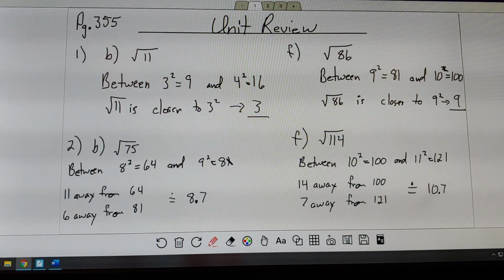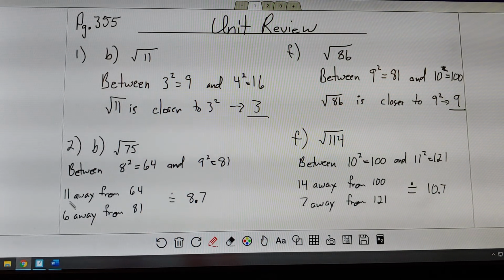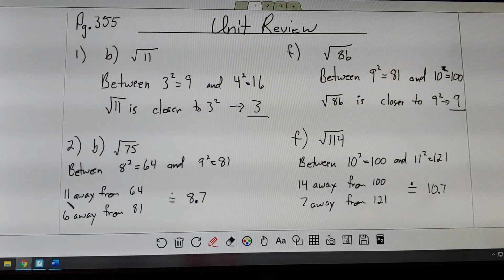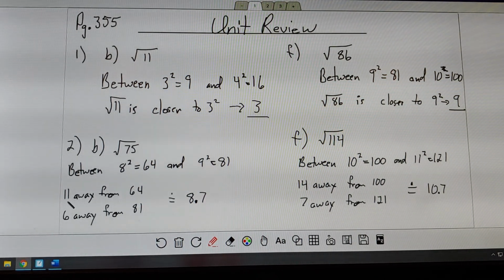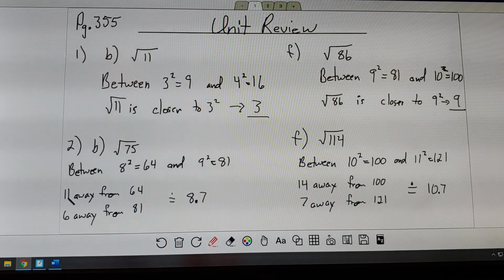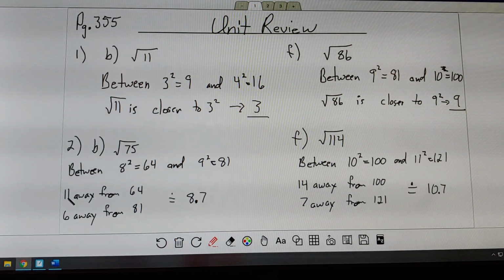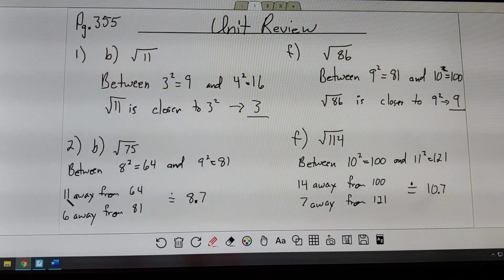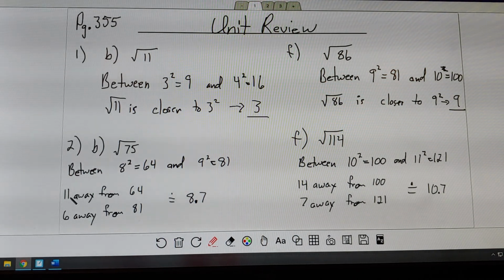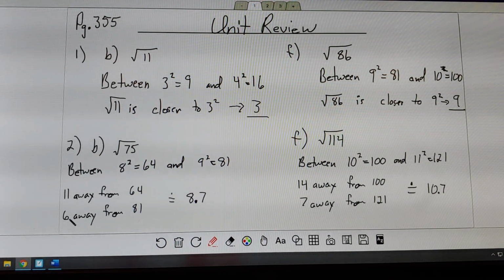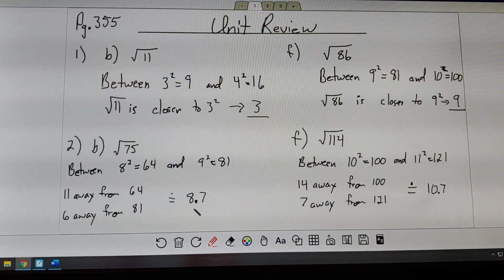So I know it's closer to 81. It's not right on top of it, but it's fairly close. With this gap, 11 and 6, it's not like they're the same. It's not like it's 5 and 5 away. If that was the case, it would be 8.5. Or, it doesn't have to be 5 and 5. Just if it's the same gap, then you know that it's right between. It's obviously closer to 81. So a good estimate would be about 8.7.